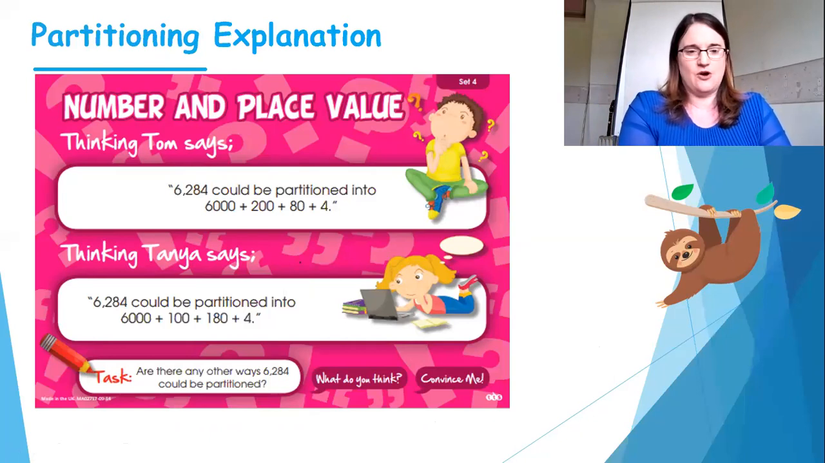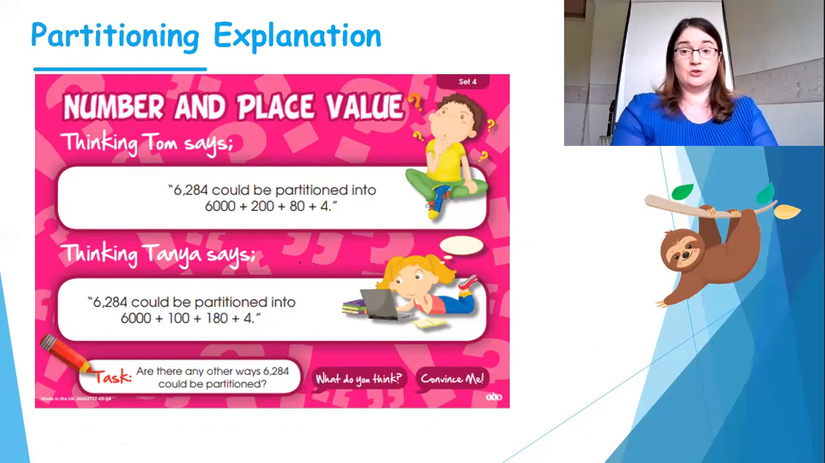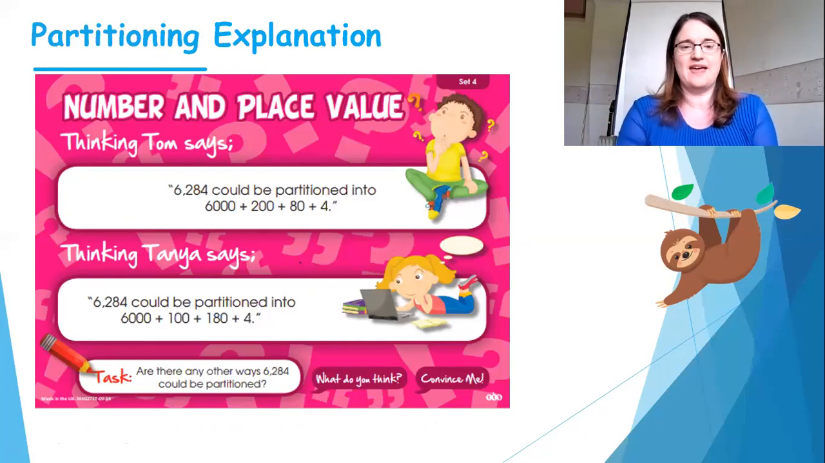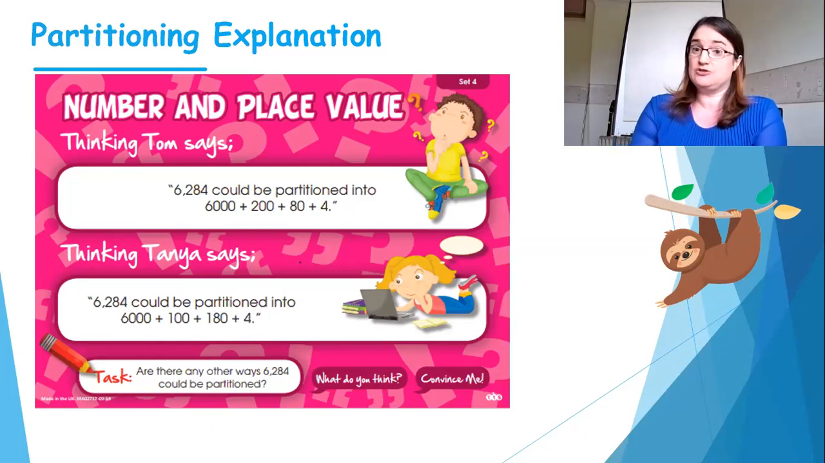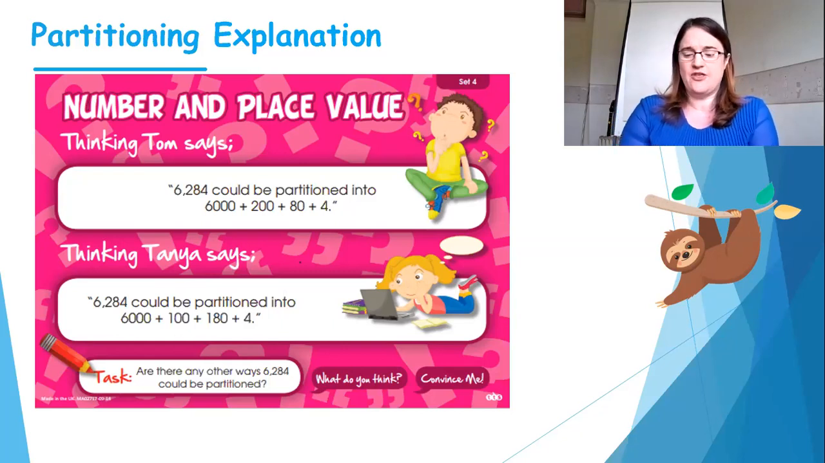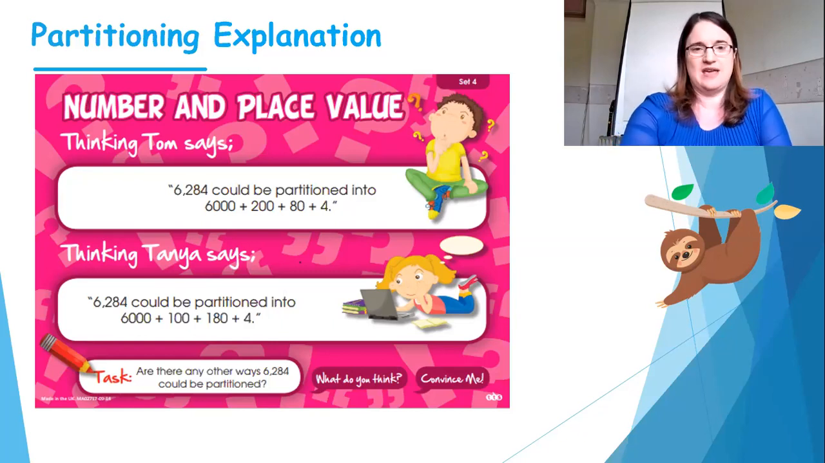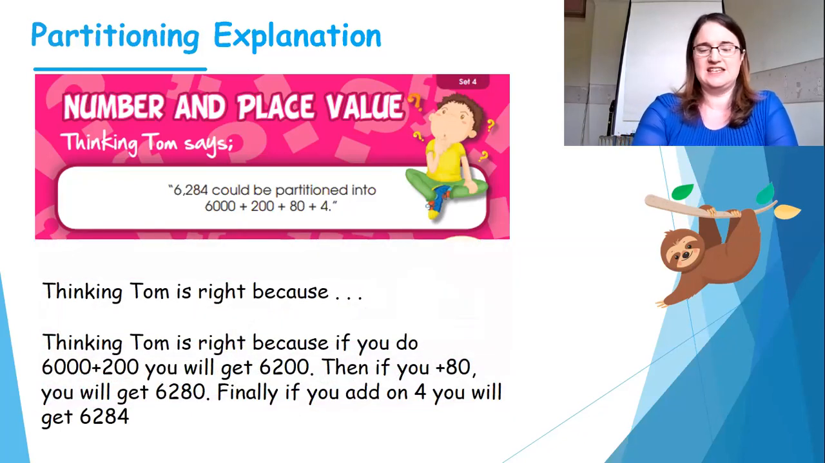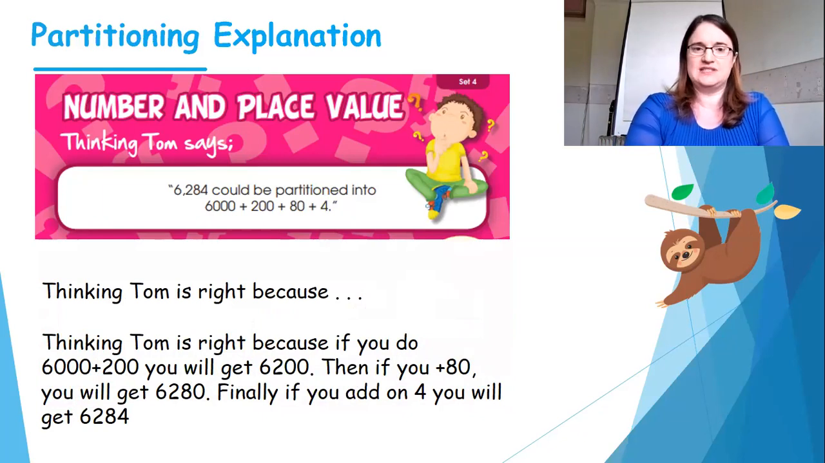So this is a series of activities that we use quite a lot in our hospital school called Convince Me cards. And they've got two little characters here, Thinking Tom and Thinking Tanya, and they have made some statements about partitioning. And we have to decide whether their statements are right or whether their statements are wrong. And we have to prove it. We have to convince our teachers that we are right and they are wrong, or that we are totally happy that they're correct. So let's see if we can have a look. So Thinking Tom says 6,284 could be partitioned into 6,000 plus 200 plus 80 plus 4.